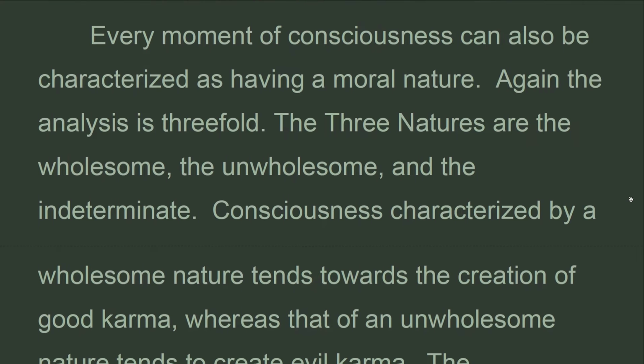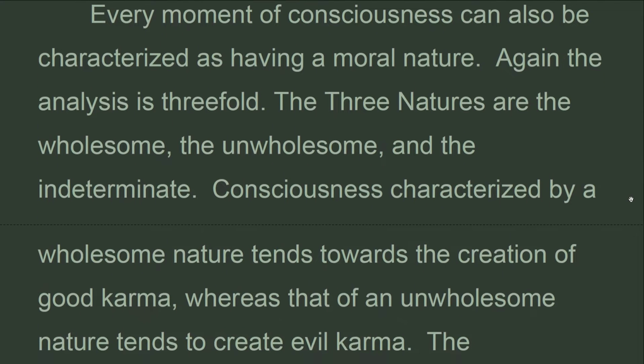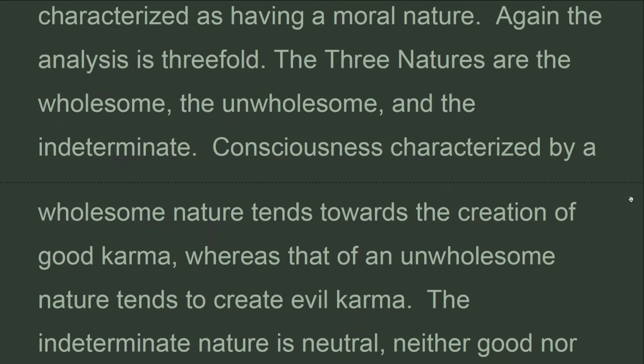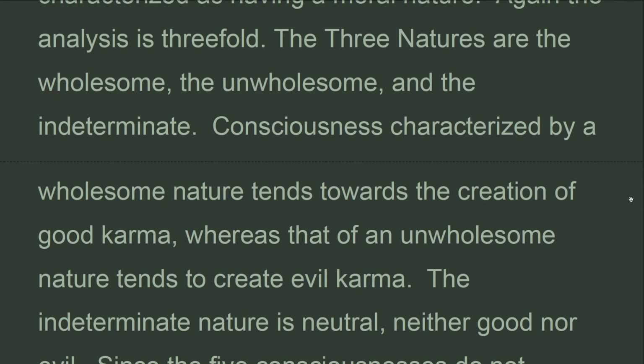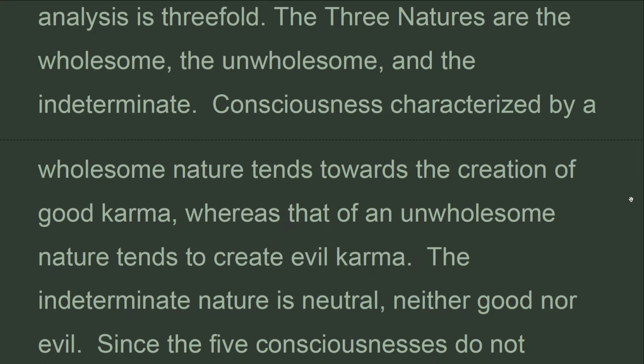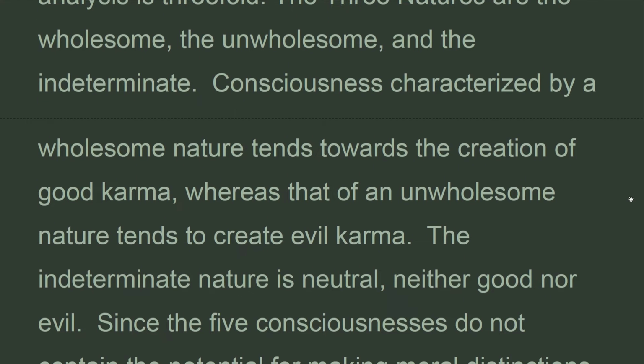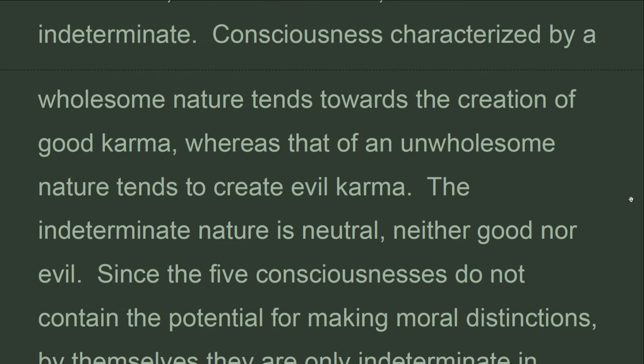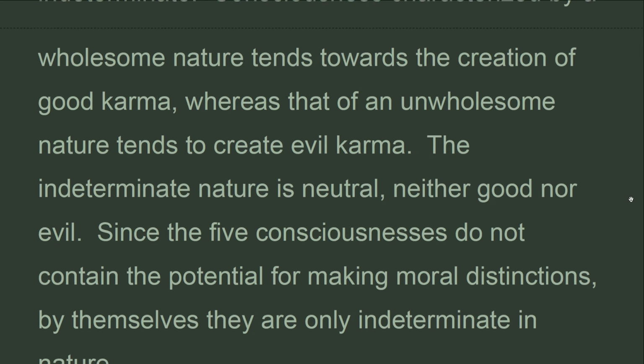Again, the analysis is threefold. The three natures are the wholesome, the unwholesome, and the indeterminate. Consciousness characterized by a wholesome nature tends towards the creation of good karma, whereas that of an unwholesome nature tends to create evil karma. The indeterminate nature is neutral, neither good nor evil.